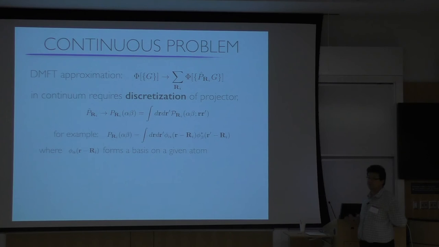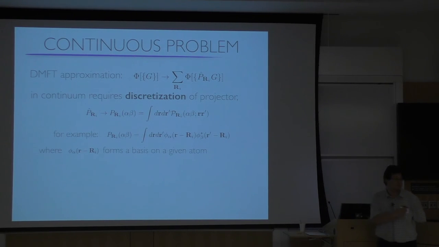Now, in order to make further progress, to write this in terms of some discrete problem that we can handle on a computer, we need to discretize the projector. So this projector here, which is meant to be an operator, now needs to be written in terms of some orbitals, alpha, beta, or some degrees of freedom. The projector for the Green's function will be an integral over R, R prime, where this P has some orbital degrees of freedom, alpha, beta. For concreteness, I'm writing the simplest projector, where these functions are localized functions on an atom. So I have some discrete localized functions on an atom that probably form the complete basis on the atom. This is an example of a so-called separable projector.